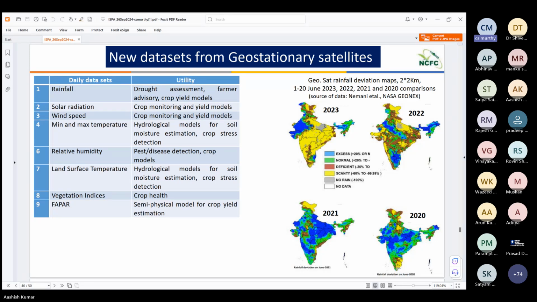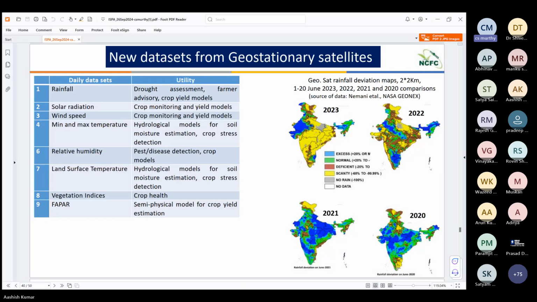It's very interesting to note for us. We compare these rainfall data sets with the other sources of data, like IMD data or Karnataka State Disaster Management Data. It's very interesting to know that these two data sets are in good agreement. A lot of agreement is there between the data sets of geostationary rainfall and the IMD and KSDMC. It's very interesting to see.